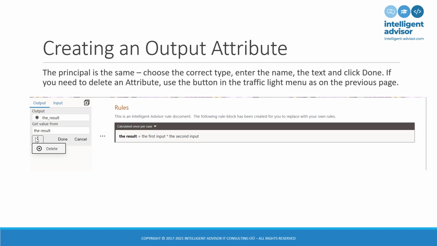Creating an output attribute, or we should say an output field, is pretty much the same. Choose the correct type, enter the technical name, copy and paste perhaps the natural text. Again, if you need to, you can delete it.